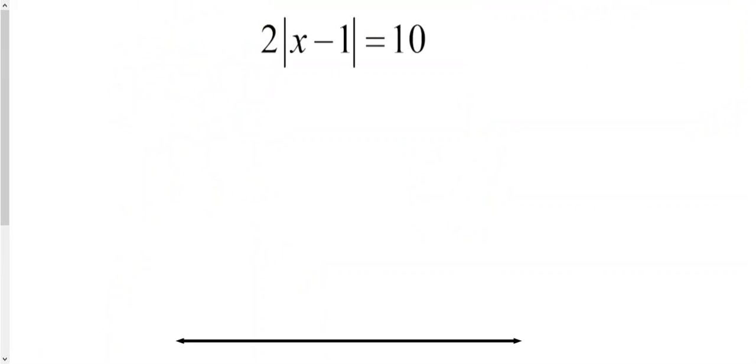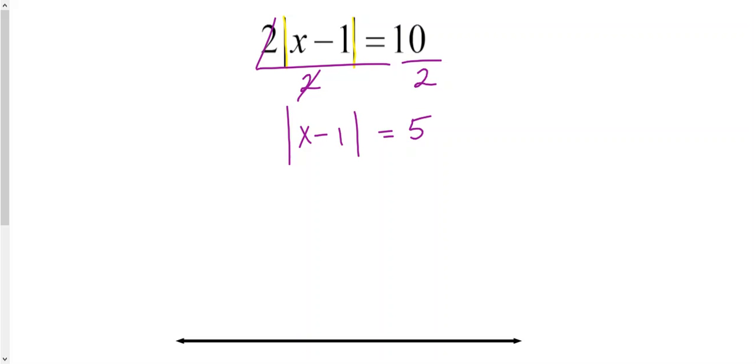All right, now we're going to do another example. Again, the whole goal is we need to get these absolute value bars by themselves. We are not allowed to ever distribute with an absolute value sign. So this is saying 2 times the absolute value. To get rid of multiplication, we are going to divide each side. That gets rid of the 2 in front, and I'm left with the absolute value of x minus 1 equals 10 divided by 2 is 5.